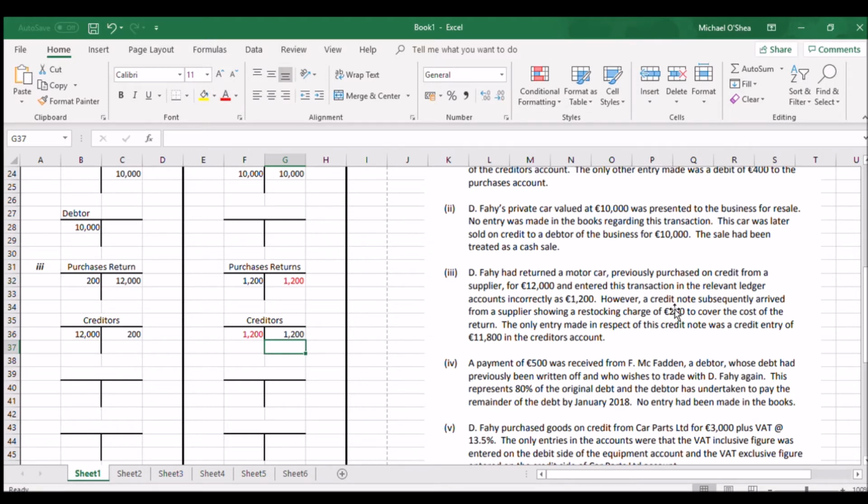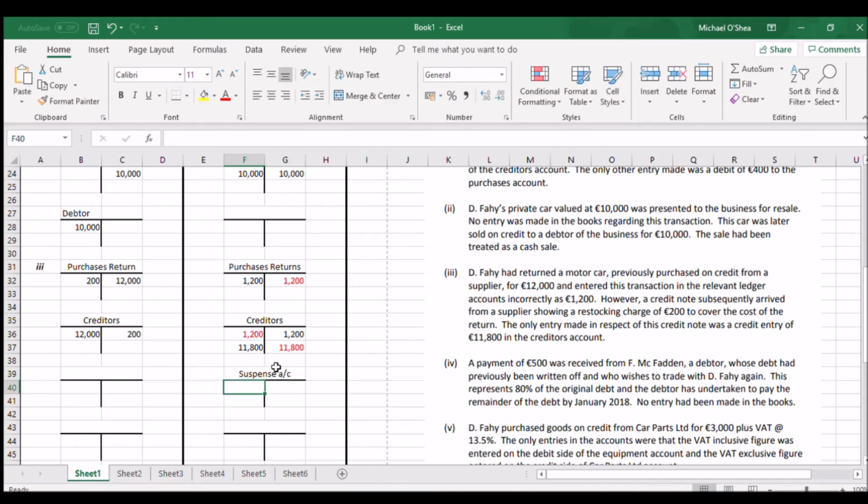Second part, credit note. The only entry made in respect to this credit note was a credit entry of 11,800 in the creditor's account. So they made a credit entry of 11,800. How do I cancel it? 11,800. What's the difference? So this side adds up to 12,200, 12,200. This side adds up to 13,000. This one doesn't.